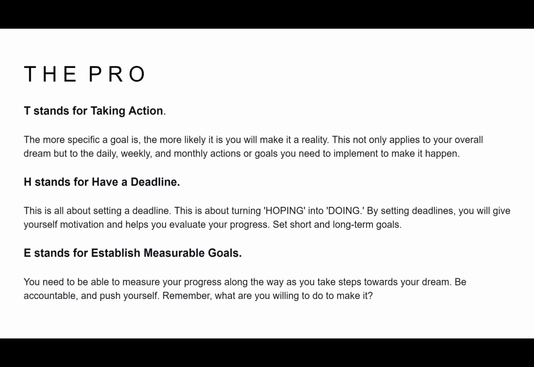Okay, so really, when we're talking about T, this is about you really breaking down what your goal is, what your dream is, and then setting up the plan to get there. So the daily, the weekly, the monthly actions like we've given you before. Okay, H is for deadline. This is instead of wishing or hoping for something, this means you have a process in place by setting deadlines.